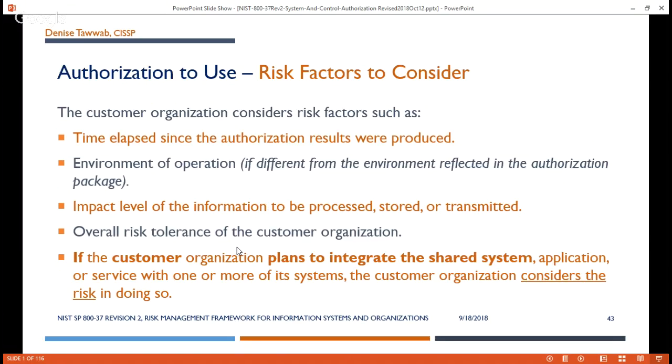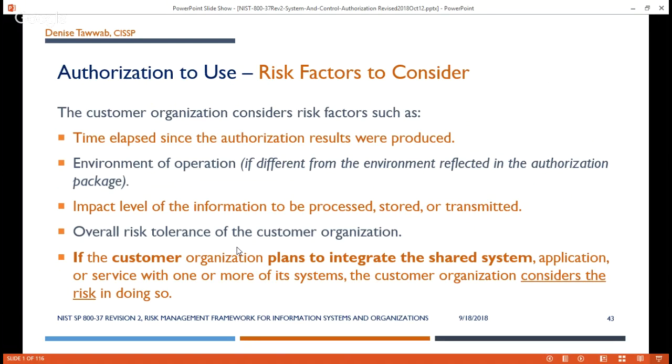Some risk factors that you want to consider with an authorization to use: the customer organization is going to look at the time that's elapsed since the authorization results were produced. Is this a report that's current? The environment of operation that the cloud provider has. If their environment of operation is very different from your organization's environment of operation, then that's going to impact the effectiveness of the controls. And so it must be considered.